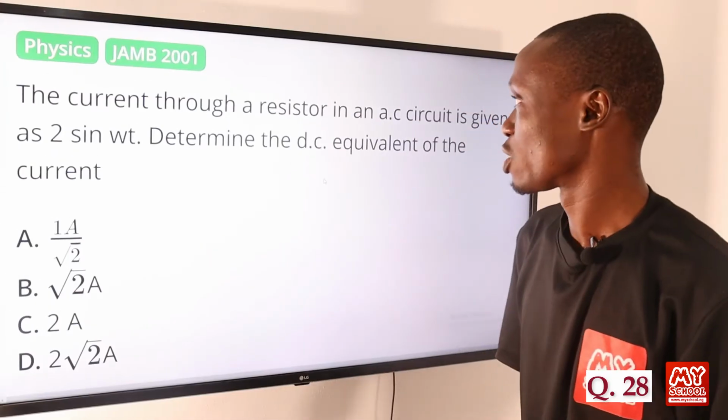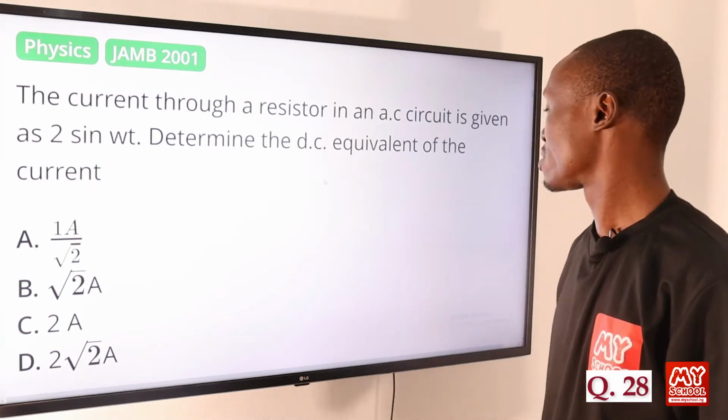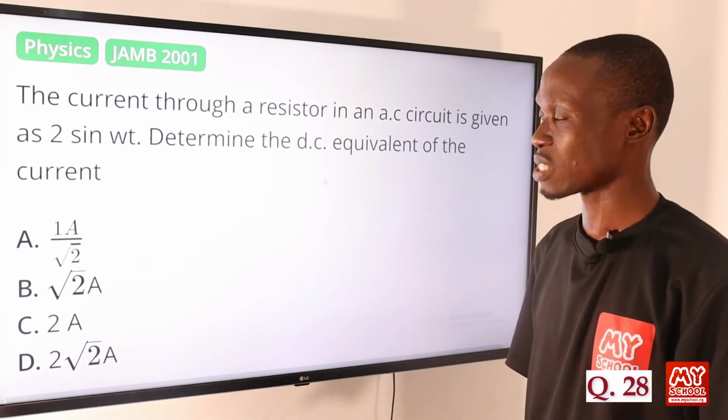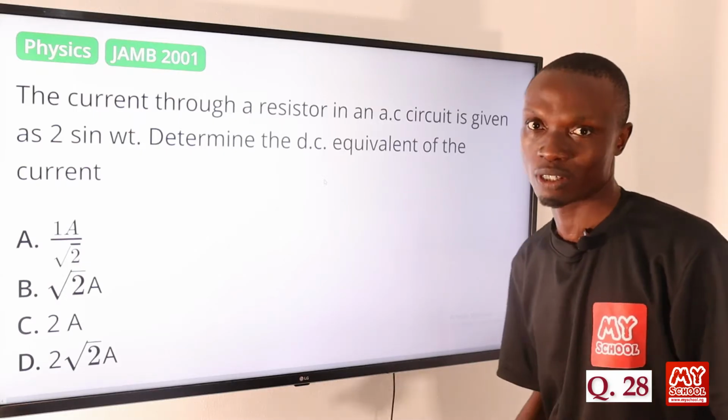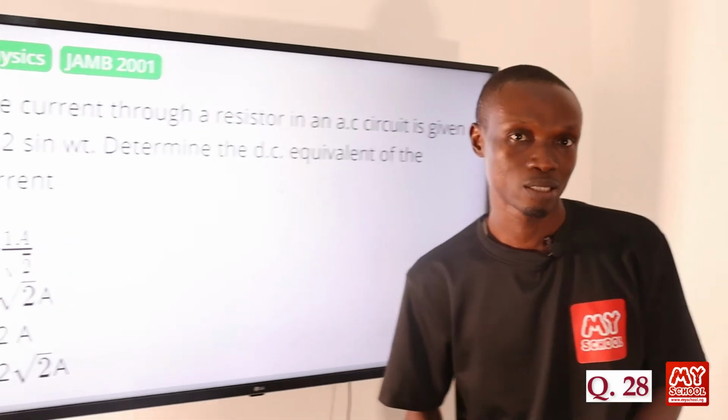Question 28. The current through a resistor in an AC circuit is given as 2 sine omega t. Determine the DC equivalent of the current. So let's move to the board to provide answer to this question.